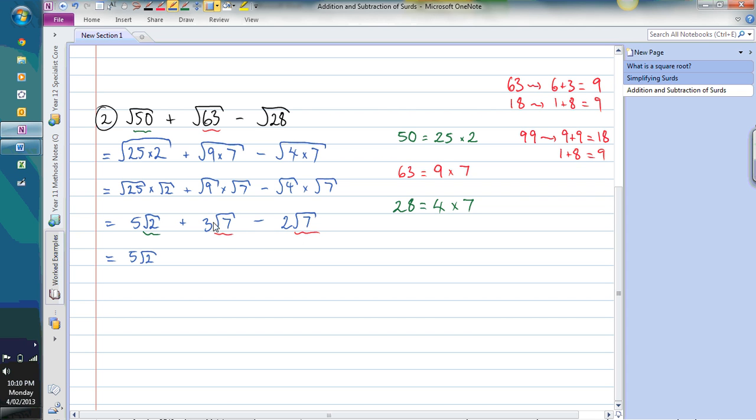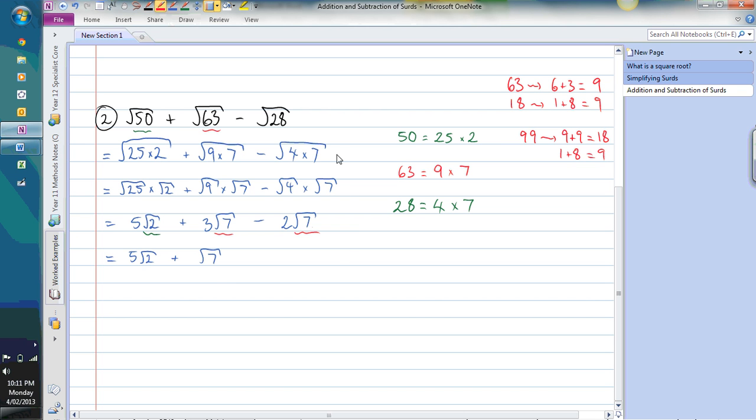But if I have a look at these ones, I've got 3 root 7, take away 2 root 7, so I can just think about that as 3 take away 2. 3 take away 2 is 1. So 1 root 7. And we know in algebra, if something's got a 1 in front of it, we can actually just leave it out. So I can rub that out there. And I've got the result to this expression here, simplified as far as it can go, is 5 root 2 plus the square root of 7. And we can't go any further than that.